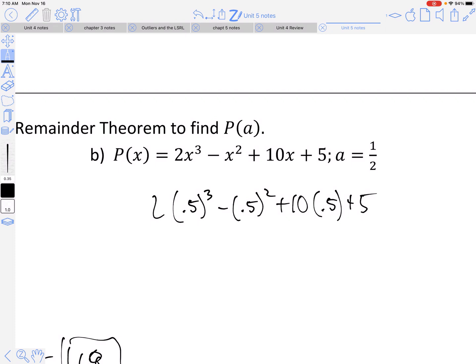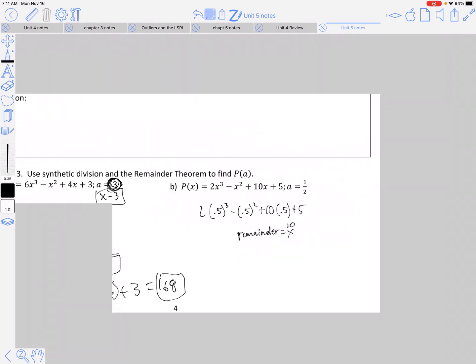Oops, I put the wrong exponent in my calculator. All right, and we get 10. So the remainder was 10. So is x minus 1/2 a factor? No. Sorry, the remainder is 10. Not a factor.